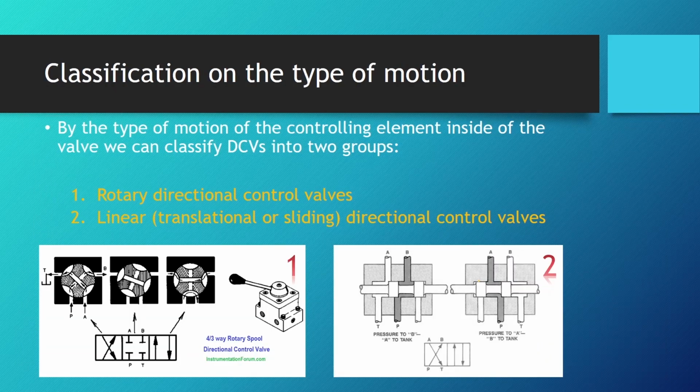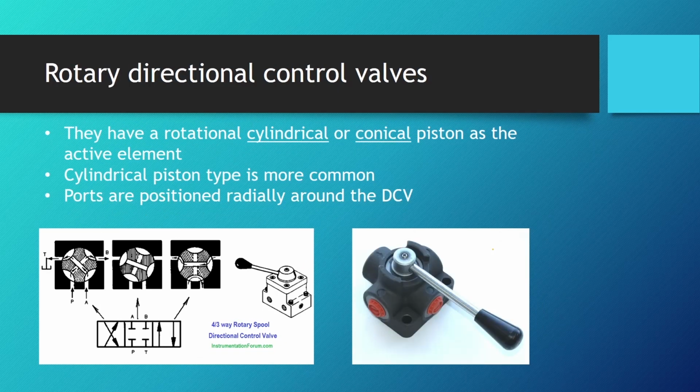There are a lot of ways of classifying directional control valves. One of the ways would be to classify them on the type of motion that is happening to direct the flow of the fluid. We can classify them into 2 groups. We can classify them into rotary directional control valves, which have a rotational element that directs the fluid flow inside of them, and linear, or translational, or sliding motion directional control valves that we already looked at in the previous slides. Now, rotary directional control valves.